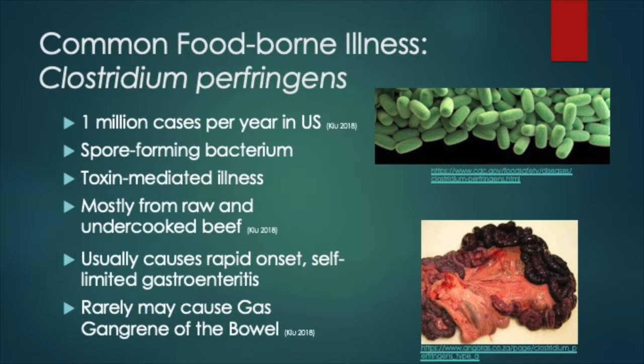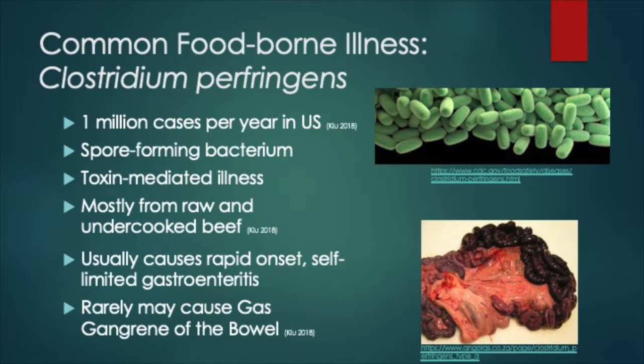The next most common cause of foodborne illness is Clostridium perfringens. There were about 1 million cases of Clostridium perfringens gastroenteritis reported in 2018. It's a spore-forming bacteria, meaning it's able to form spores that can survive in very harsh conditions, so even just barely undercooking meat products may lead to the proliferation of the bacteria due to the spore's resilience.